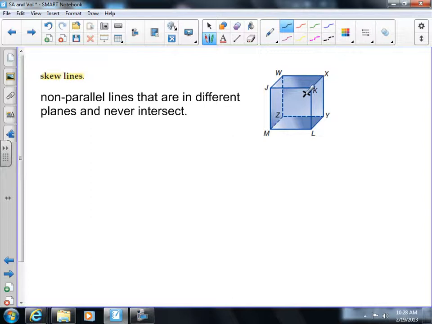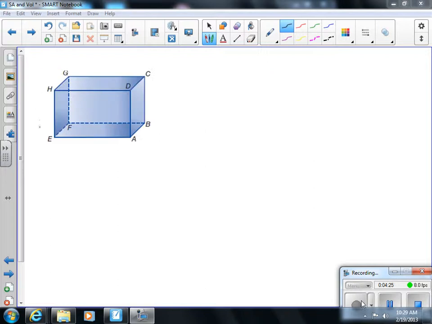Okay, can you go from one corner to the other? Skew lines, non-parallel lines that are in different planes and never intersect. So in other words, from JK, a skew line to JK would be even a line going this way. Okay, see how they're never going to intersect, and they're not parallel either. It'd be like taking this line up here and that line going in that direction. That's an example of a skew line.